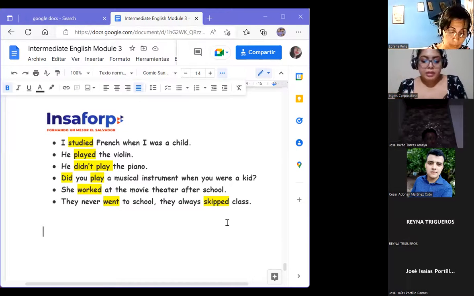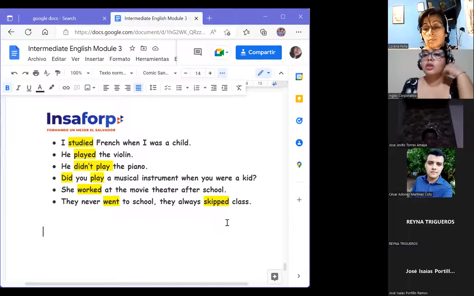And also remember that in this case, we can use this structure as the structure of used to, that is related to talk about the habits in the past.